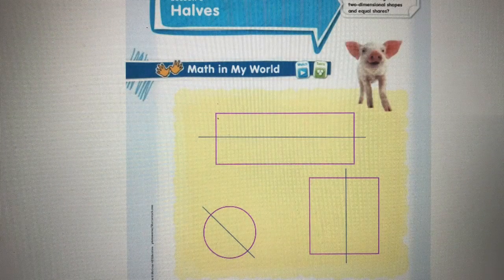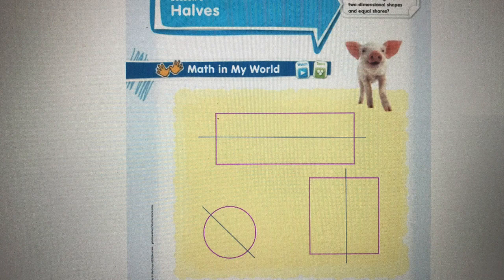All right, boys and girls, on your piece of paper for lesson 9, talking about halves, on page 687, I want you to draw a rectangle, a circle, and a square like you see on my paper. And I want you to practice cutting it in half. Your line is going to be horizontal through the rectangle, vertical through the square, and diagonal in the circle.